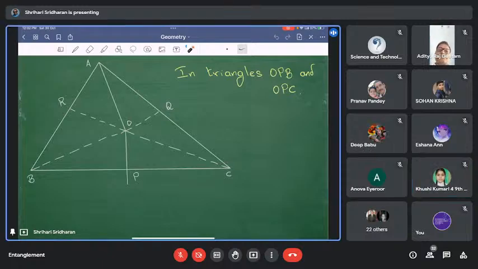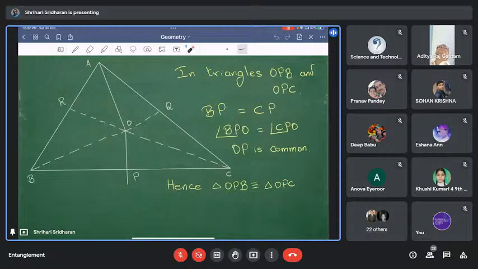Wonderful. So what we have is BP and CP are equal because P is the midpoint of the side BC. Angle BPO is equal to angle CPO equal to 90 degrees because this is a perpendicular bisector, and you have a common side OP, and therefore these two triangles OPB and OPC are congruent triangles. What do you know about congruent triangles? All corresponding sides and angles must be equal. That is what it means for two triangles to be congruent.